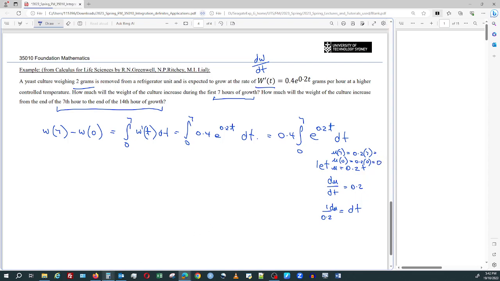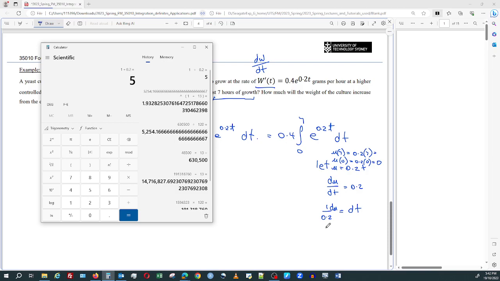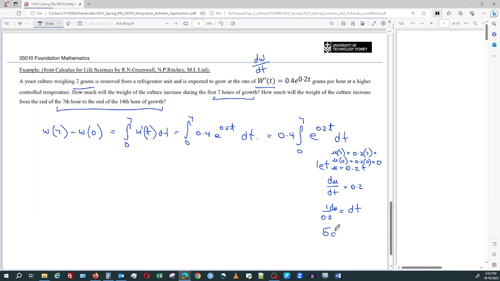Now, 1 over 0.2, who can tell me what 1 over 0.2 is going to be? 1 divided by 0.2, or if you like, how many times does 2/100 go into 1? And the answer is 5. So in actual fact, 5 du equals dt. So we're going to put in du. We already have a 0.4, so we can times that by 5, and we can integrate, and the simple trivial one is e to the u.